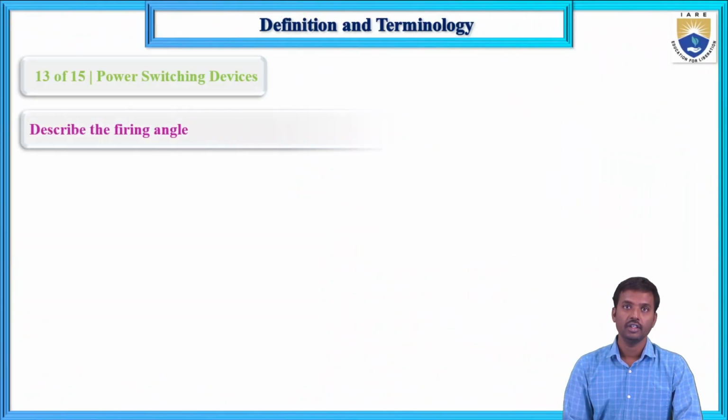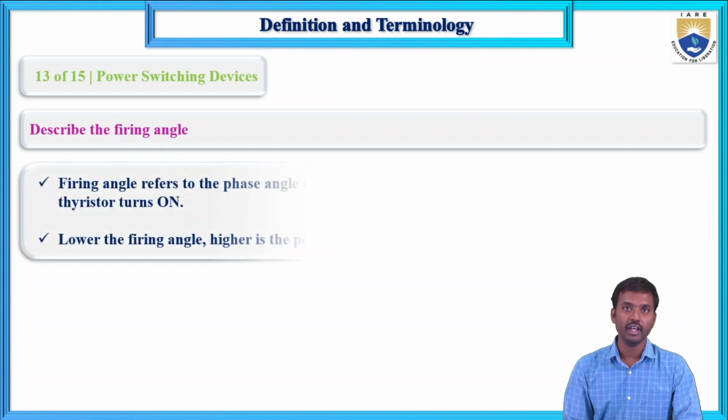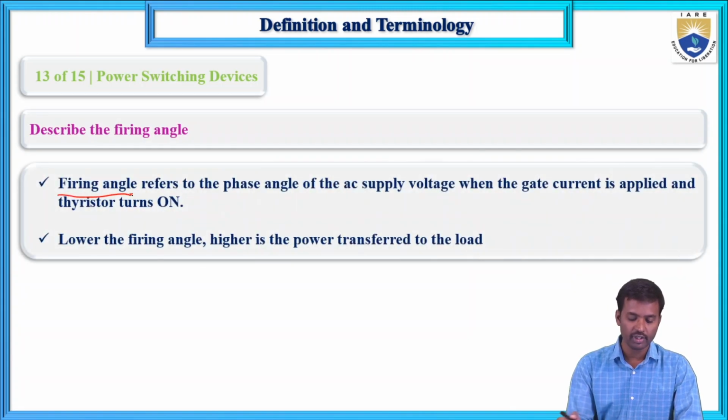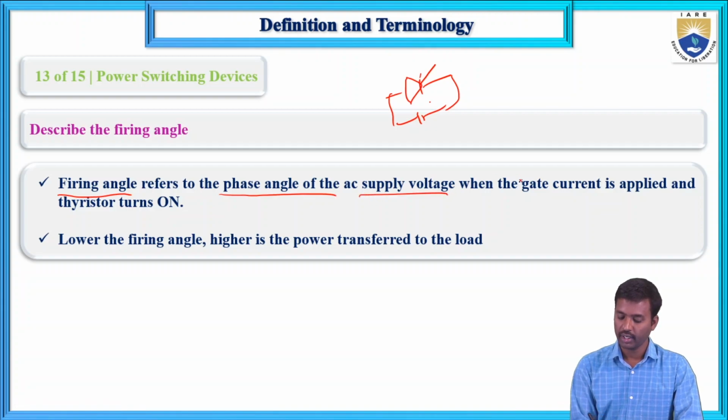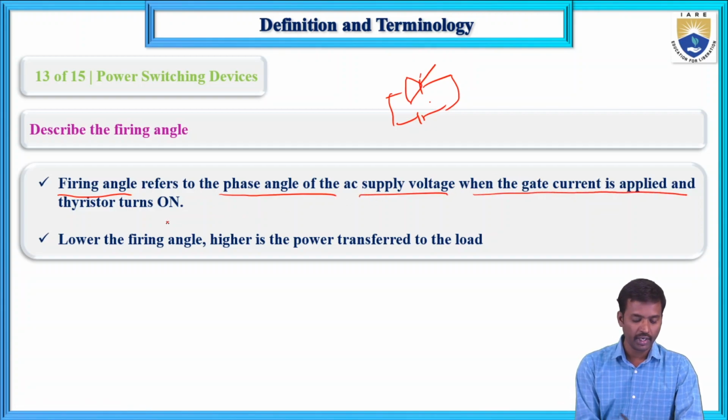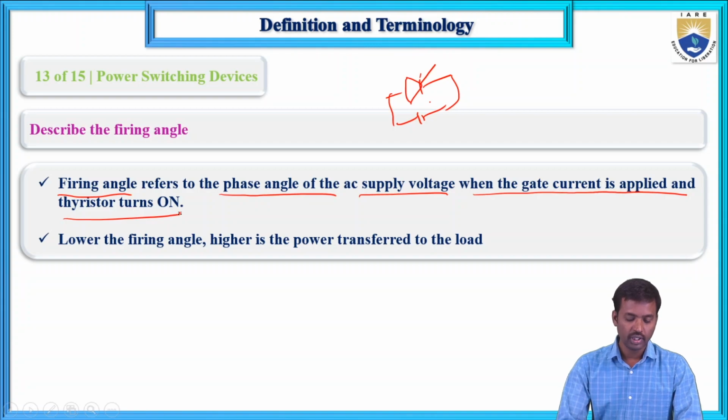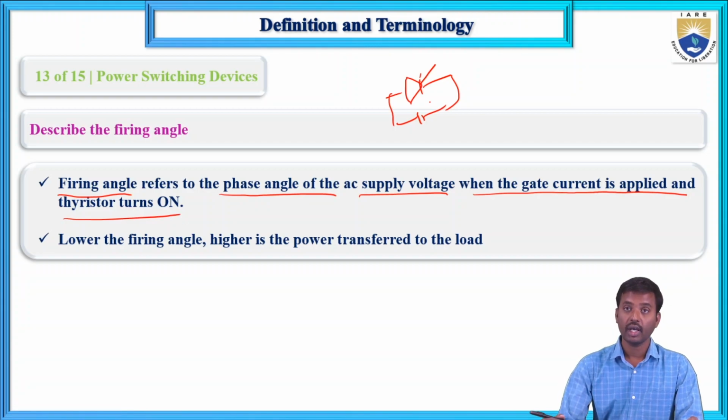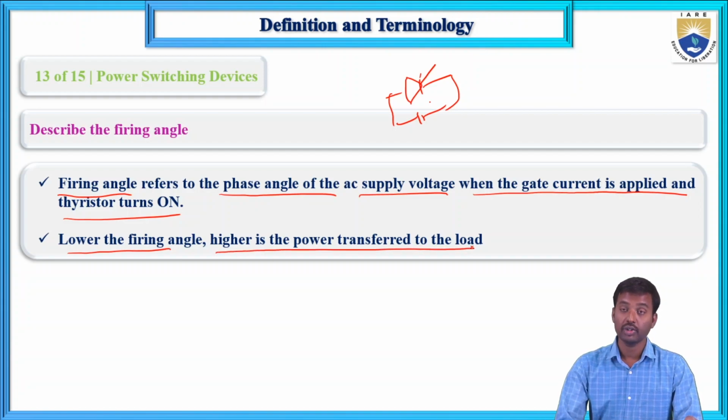And next, describe the firing angle. Firing angle refers to the phase angle of the AC supply at which, when the gate current is applied, the thyristor will turn on. So this is a thyristor, and you give some amount of supply here. There may be a time delay. And the lower the firing angle, the higher the power transferred to the load.